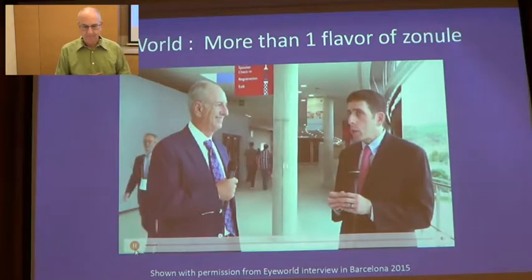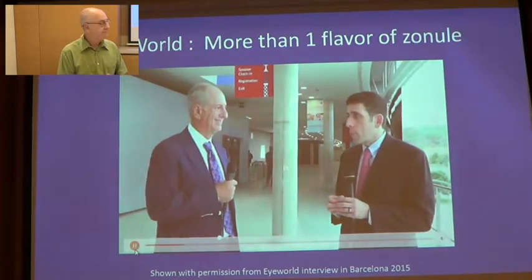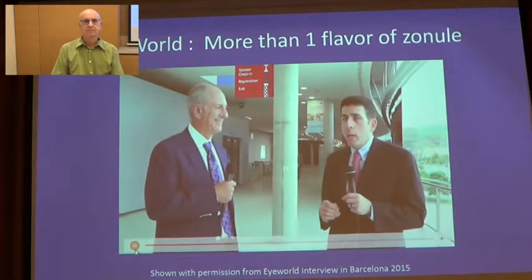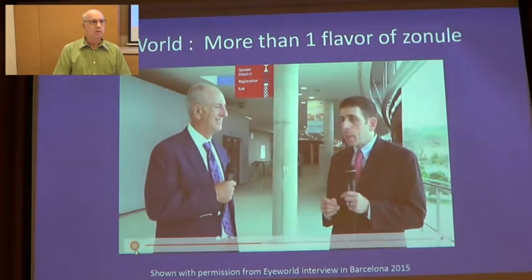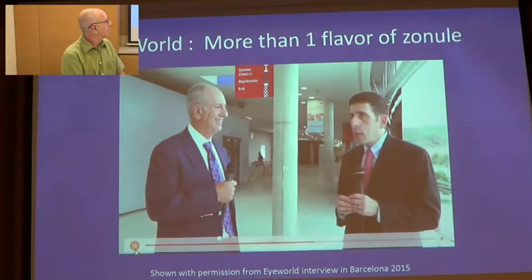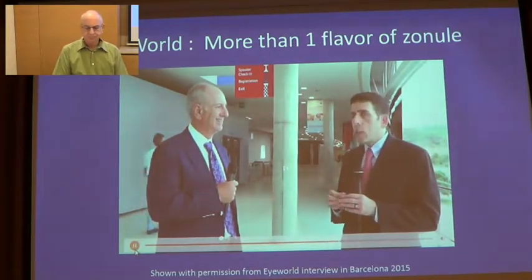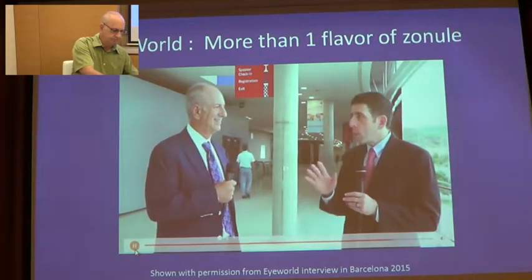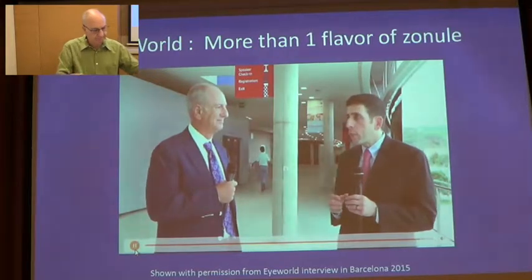I was under the impression that zonules were a single structure. There were zonules, and that was it. There weren't different flavors. You have introduced the idea of different sorts of zonules that are not only in different anatomical positions, but really have very different functions.